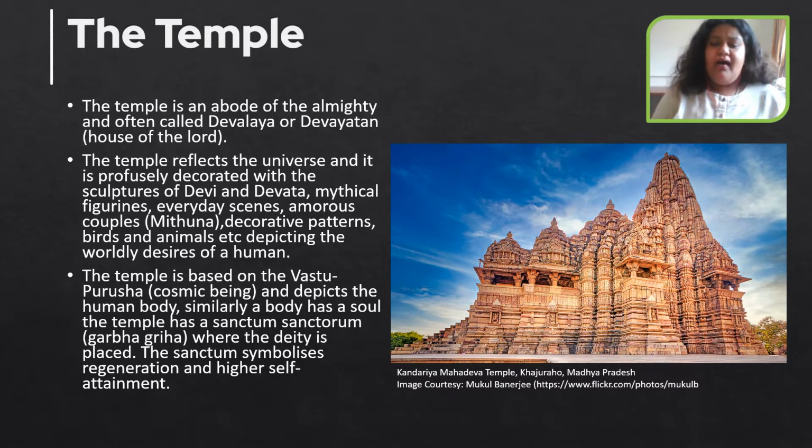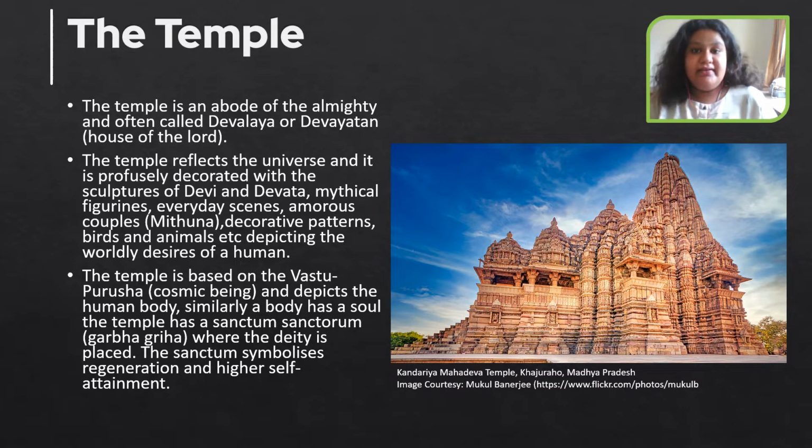These all are a symbolic depiction of the worldly desires of a human being, since when you view a temple you will see a lot of things which are not common in the world. You will see mythical figurines like birds with animal faces or animals with wings or different legs. It also depicts certain sexual interests of a human being. There are temples which show Mithuna couples or amorous couples performing a lot of sexual acts.